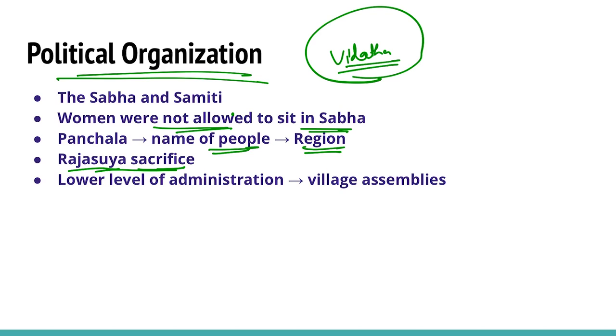The lower level of administration was possibly carried on by the village assemblies. These village assemblies were controlled by the chiefs of the dominant tribes, and they were also entrusted with the trial of local cases.